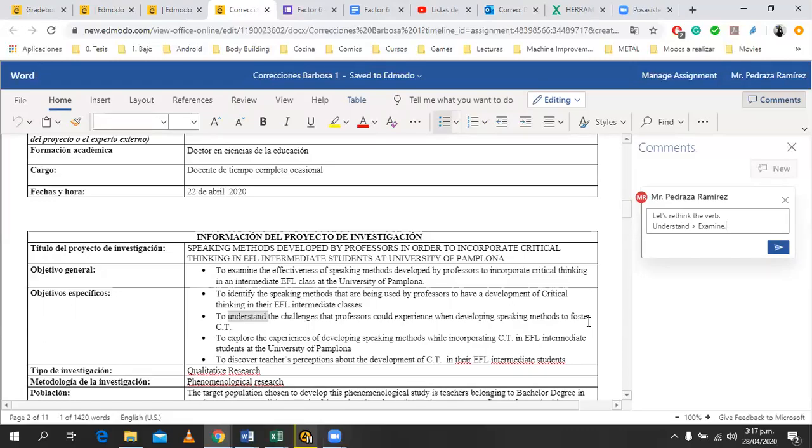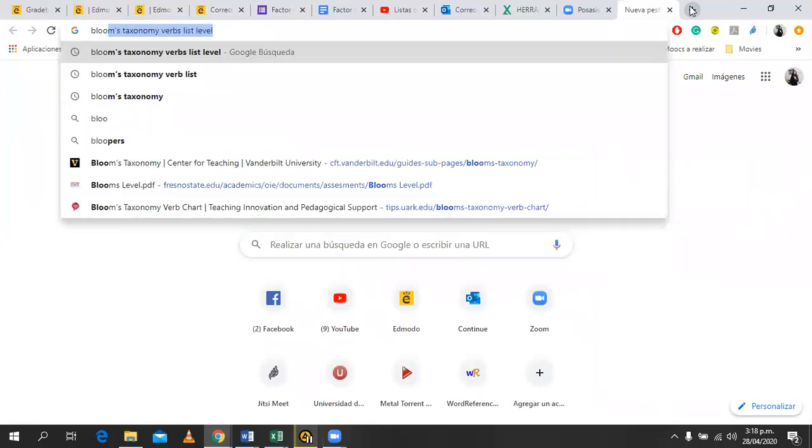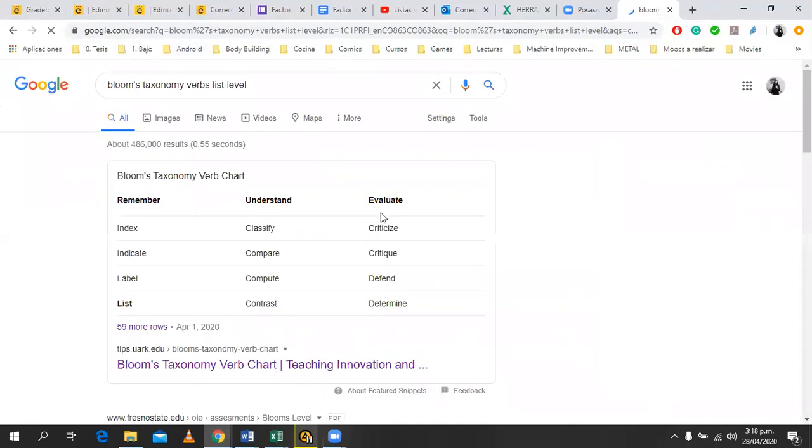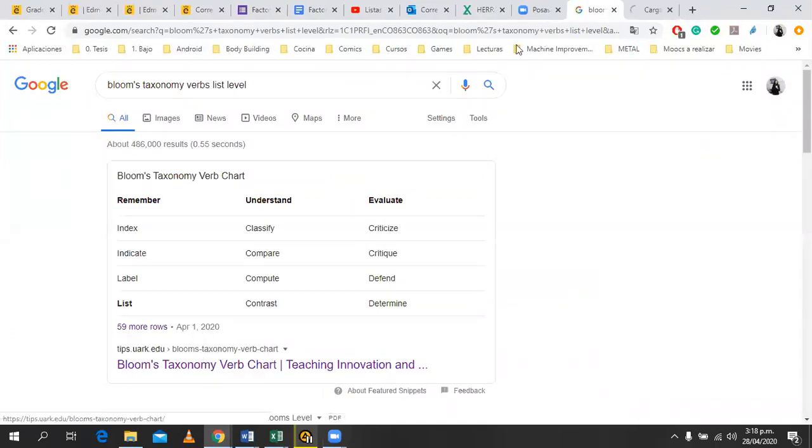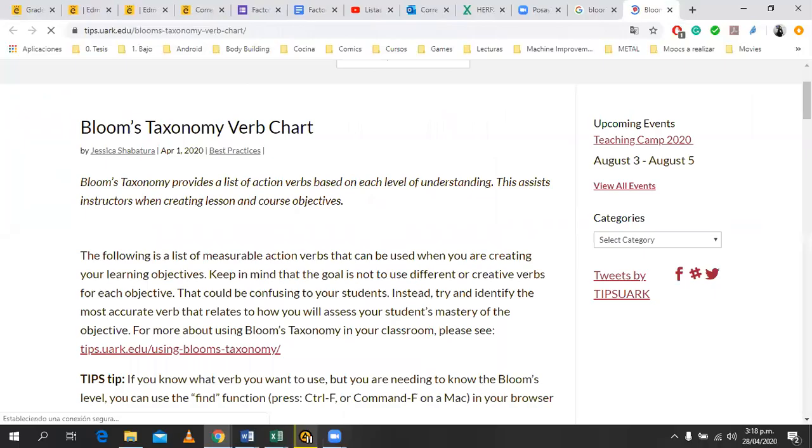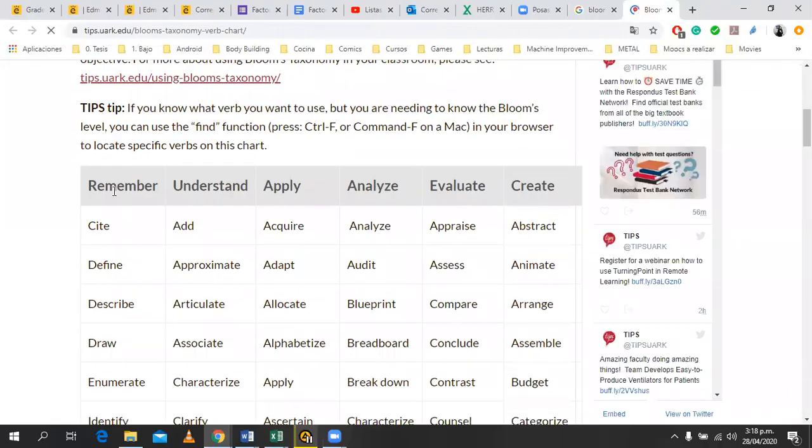Yes, but we're talking about the hierarchical level, right? So which one is going to be more complex to be developed? And in this way, understand is going to be even more difficult to do. Let me check right here. I think this is the one I'm looking for. So as you see right here, we have remember, we have understand. So it's going to be at the first level, right? So we cannot go against that. Now, what is examine?